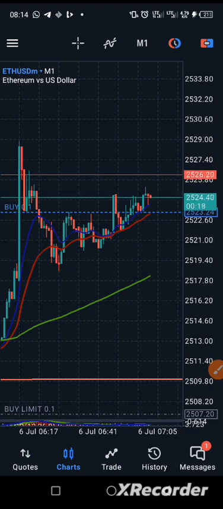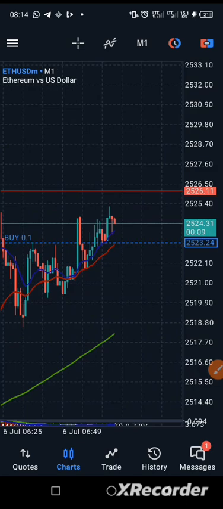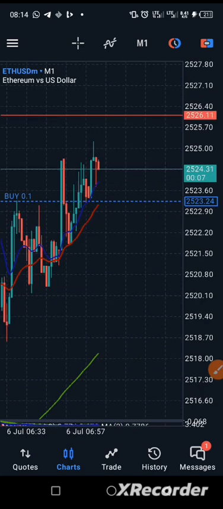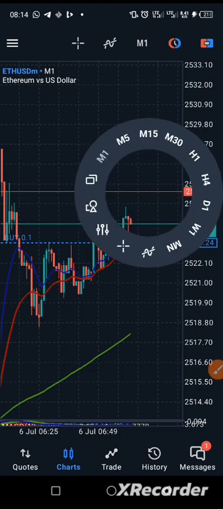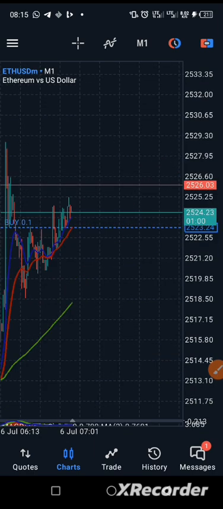If it comes and then it sweeps, it forms something, a good pattern for us, we would enter for a sell. That's the extent of my analysis.